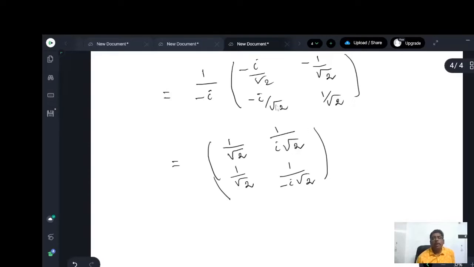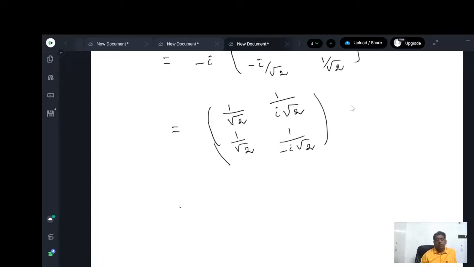See here, 1 by minus i into root 2. Now this is further modified as 1 by root 2 minus i by root 2. See here, if you multiply this by i, the numerator should also be multiplied by i. i by i squared minus 1, so minus i divided by root 2.